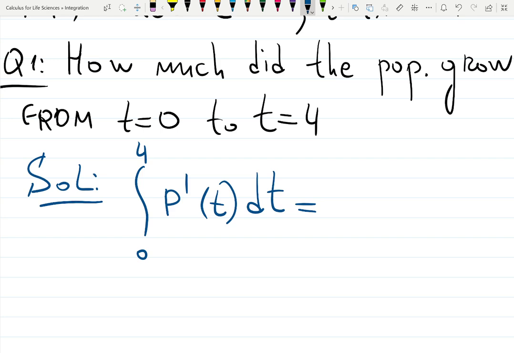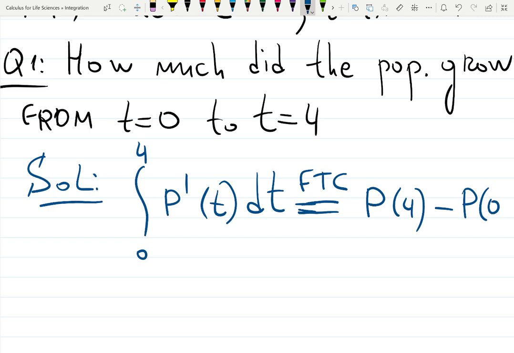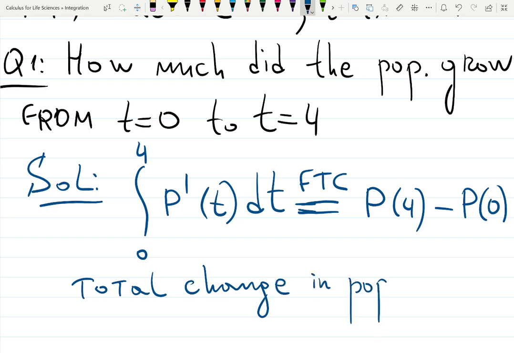Moreover, the fundamental theorem of calculus. Before the fundamental theorem of calculus, you did not know how to solve this. By the fundamental theorem of calculus, now you know. You need to find the antiderivative, bless you, which is the population, plug in 4 months, the fourth month, minus the same antiderivative, plug in 0 months. That will be the total change in population.